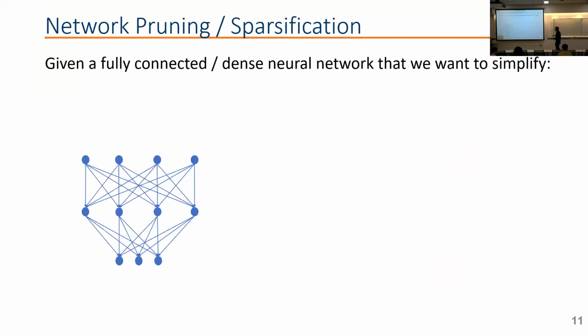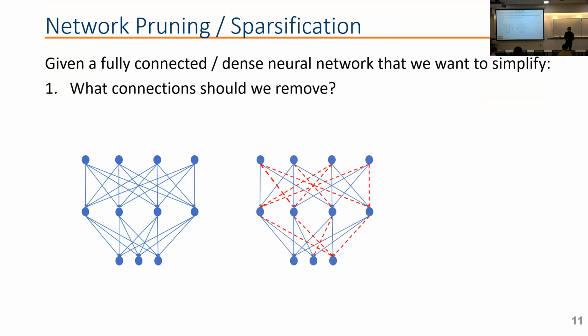So network pruning is this problem where we start with a fully connected or at least a dense neural network that we want to simplify. And there are two decisions we want to make. First, we want to decide that we want to remove some connections. For a neuron that would amount to setting some of the weights to 0, which means that some neuron from the previous layer doesn't influence a neuron from the next layer anymore.